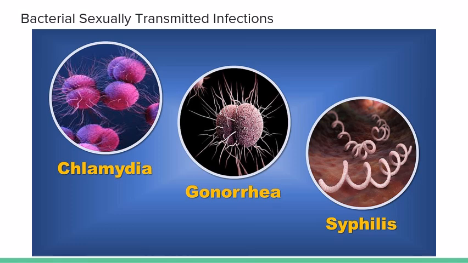Gonorrhea, sometimes called the clap, is another widespread bacterial STI. A major concern is its increasing resistance to antibiotics, making treatment more challenging. Gonorrhea can infect not only the genitals, but also the throat and the rectum. Syphilis progresses in distinct stages, starting with painless sores and eventually leading to severe complications such as neurological damage and organ failure if left untreated. Early detection and antibiotic treatment are key to preventing long-term harm.